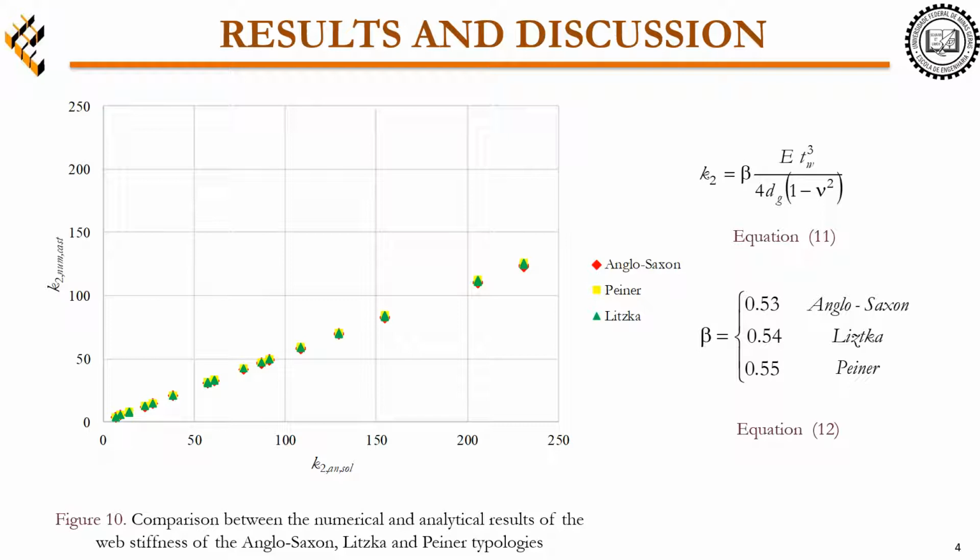A linear relationship between the numerical and analytical results is shown for the three typology patterns studied, with the mean of the ratio equal to 0.53, 0.54, and 0.55 for the Anglo-Saxon, Litzka, and Peiner typologies, respectively. Adopting an adjustment coefficient, equation 7 can be adapted for the determination of the rotational stiffness of castellated webs.